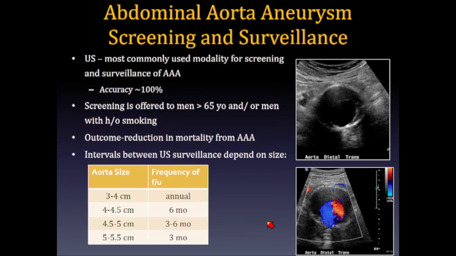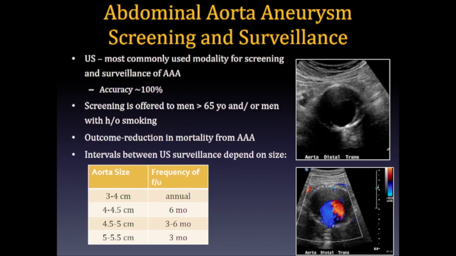Ultrasound is the best modality to evaluate or screen for AAA and do the surveillance for AAA with accuracy of 100%. And screening usually is offered to patients who are males over 65 years old and who have a history of smoking. And the whole point of screening is to reduce mortality from AAA.